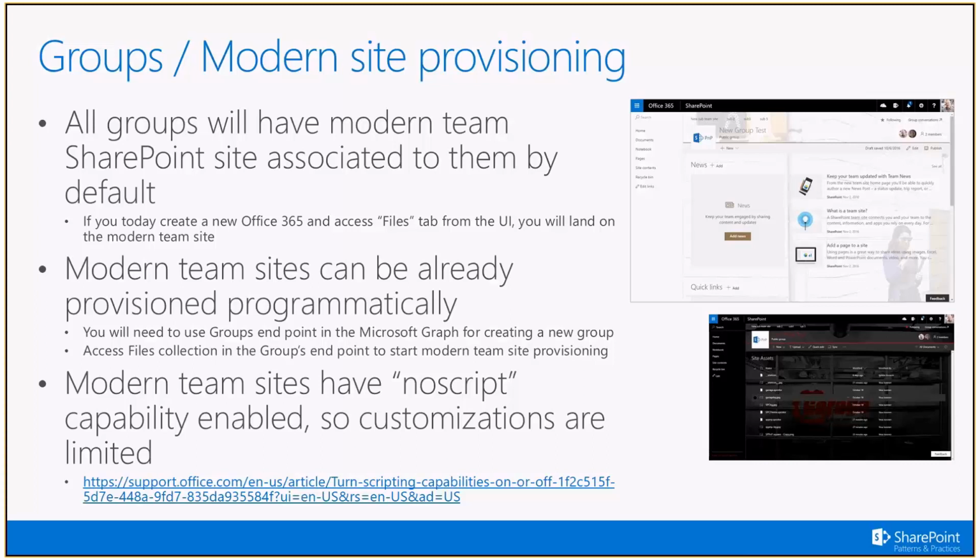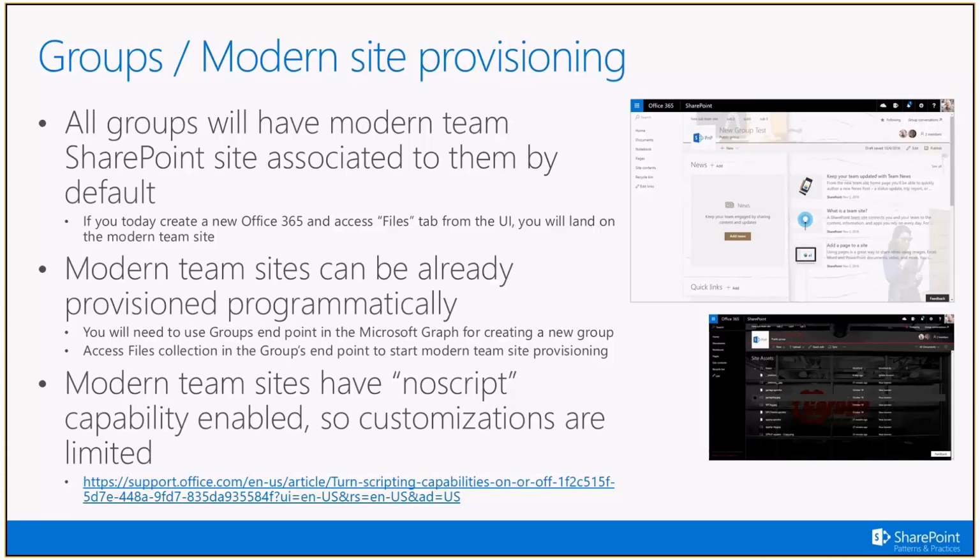You can provision these modern theme sites programmatically. What you need to do is hit the groups endpoint in Microsoft Graph to create a new group. And this is slightly evolving the following statement on a slide: accessing the files collection in the groups endpoint to start the modern theme site provisioning should be combined with the group creation. Initially, when we created a modern group using this Microsoft Graph endpoint, you would have to access the files collection once to get the modern theme site to be created as well.